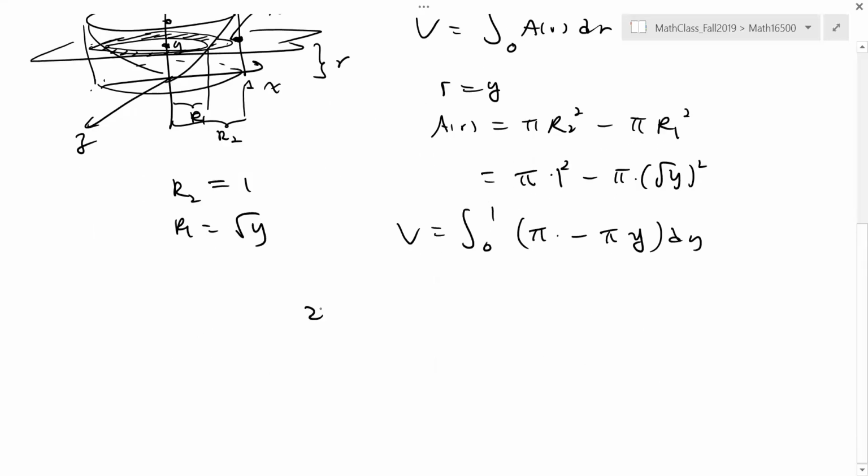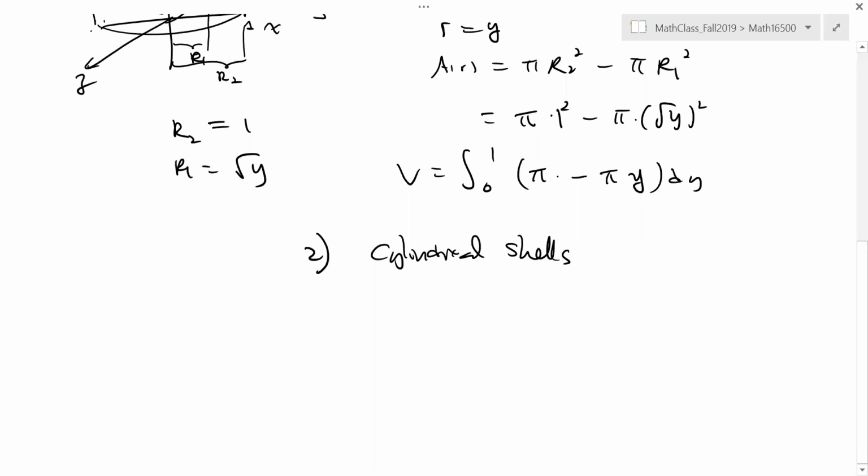Second method, cylindrical shells. Okay, if you only get 1 correct, you only get 50% correct for this, because sometimes you are forced to use a specific method to set up integral. If you use a different method, we don't count that. Okay, we want to test whether you know how to use a disk to set up integral.